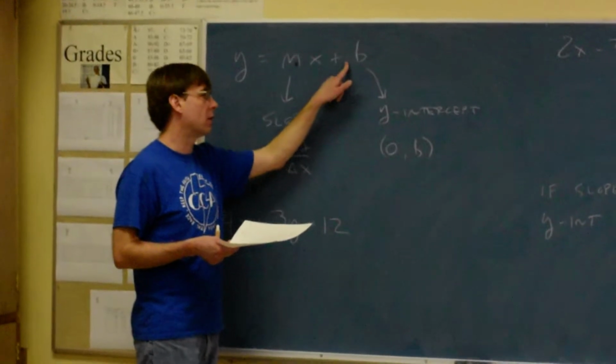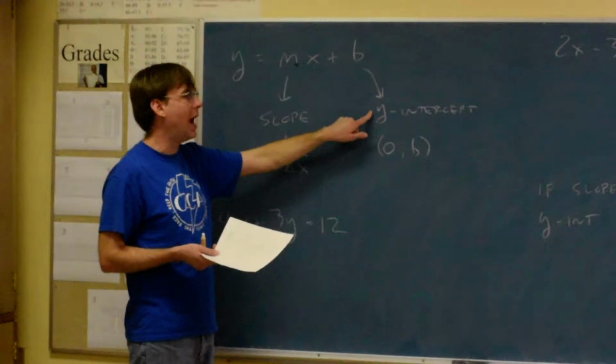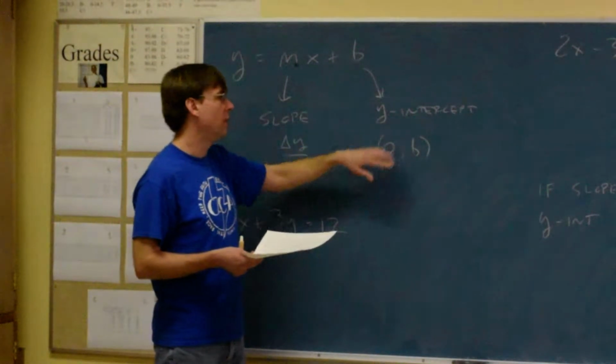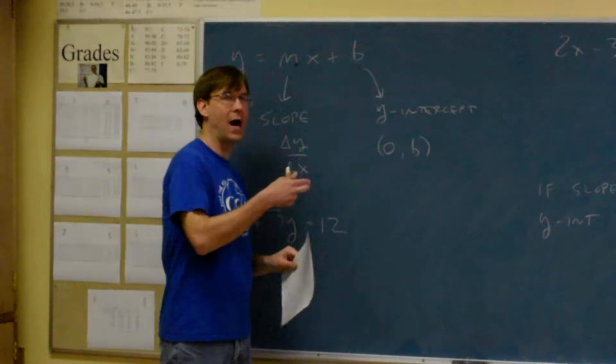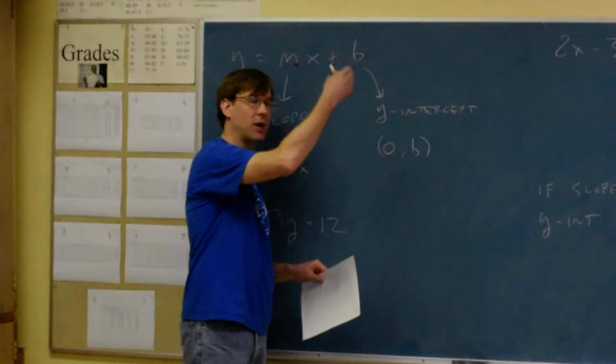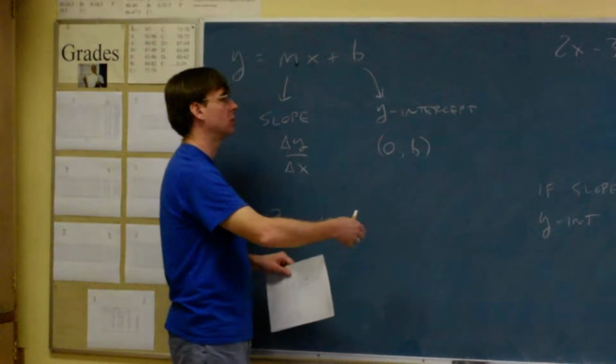But the number next to the x in an equation is going to be the slope. The other number called b is a thing called the Y-intercept, which we've had other days. The Y-intercept is where you cross the y-axis. Somewhere straight above or straight under the origin is the Y-intercept.